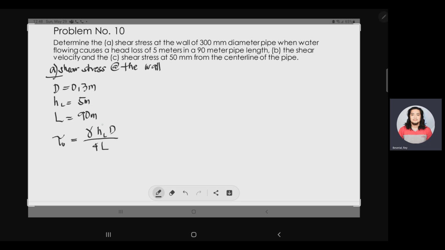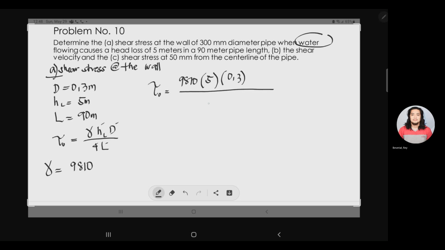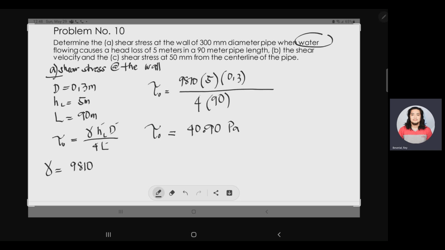So, meron na tayong data nito, meron na nito, meron na din ito. So, ano ang ating unit weight ng fluid? Okay, water lang naman siya. So, ang ating unit weight is, in terms of Newton, 9,810. So, makukuha natin ang ating shear stress at the wall. Input lang natin yung mga data. So, meron tayong 9,810 times sa head loss na 5 meters times sa diameter na 0.3 over 4 times dun sa length na 90 meters. So, yung shear stress natin sa wall is, may value tayo na 40.90 pascals. So this is our answer para sa ating letter A.